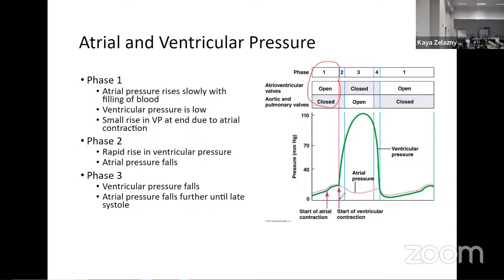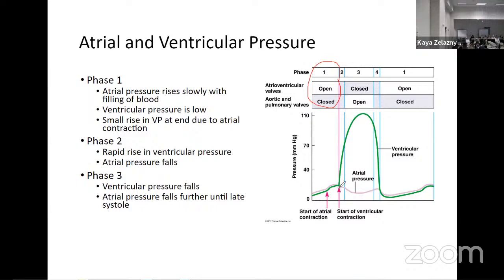Our ventricular pressure is low at this point because we've just emptied it out, basically. So our atrial pressure is this pink line. The green line is the ventricular pressure. So the atrial pressure is slowly rising. Ventricular pressure is low. At the end of this first phase, our atria contract, squeezing their blood into the ventricles, which rises the pressure of the ventricle a little bit.